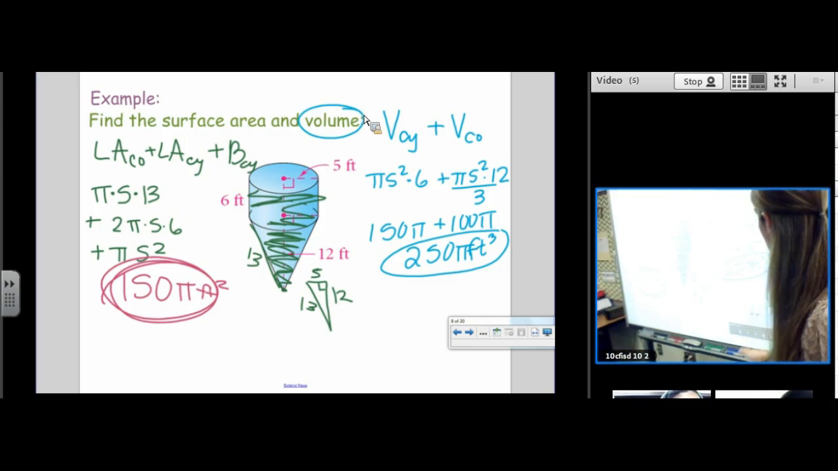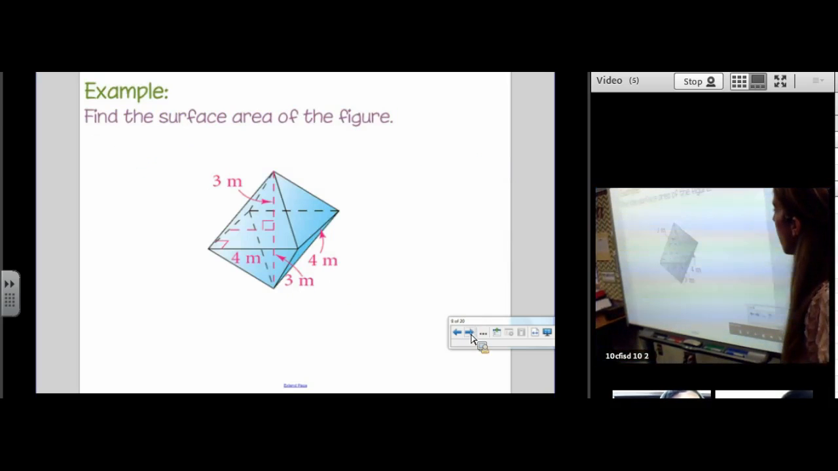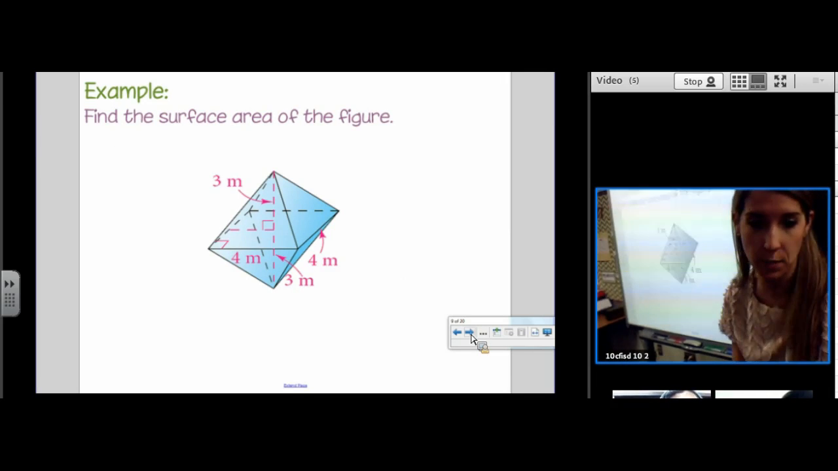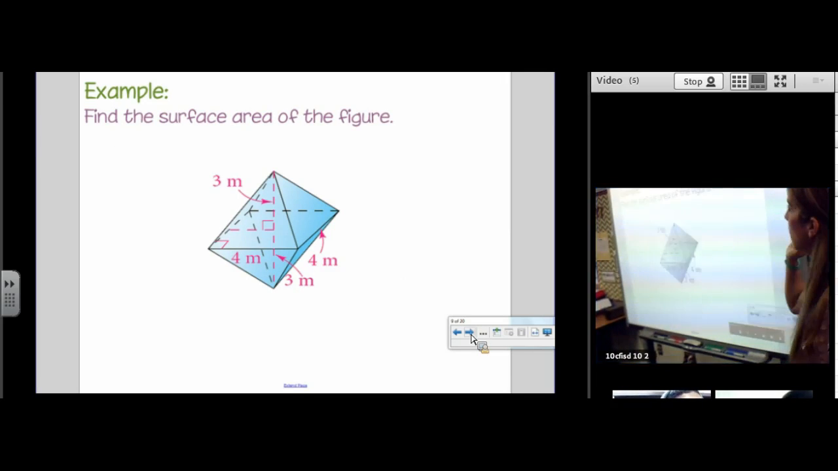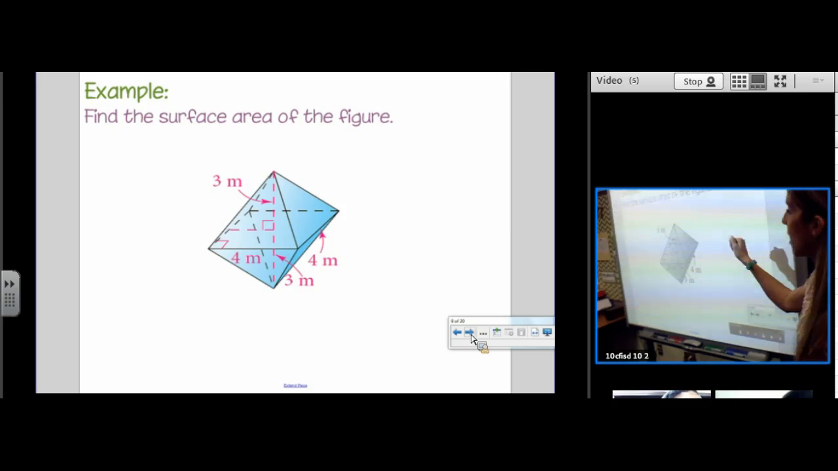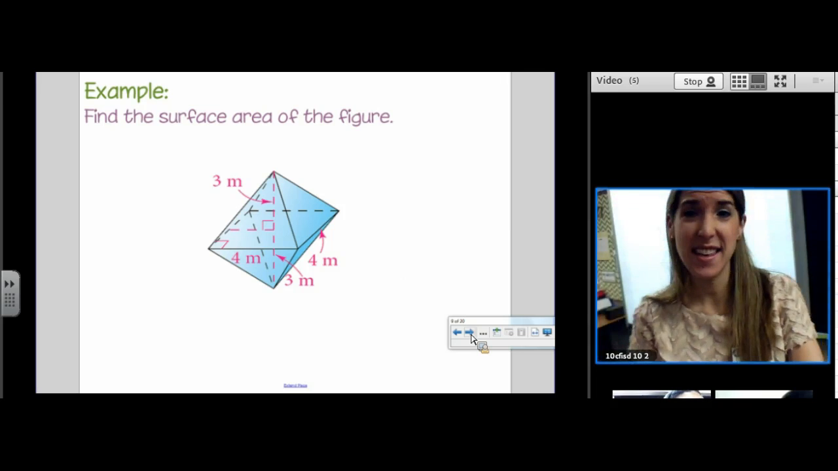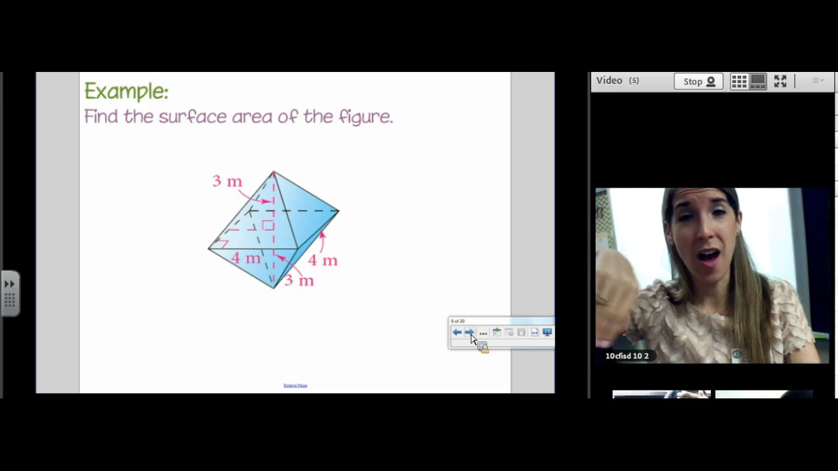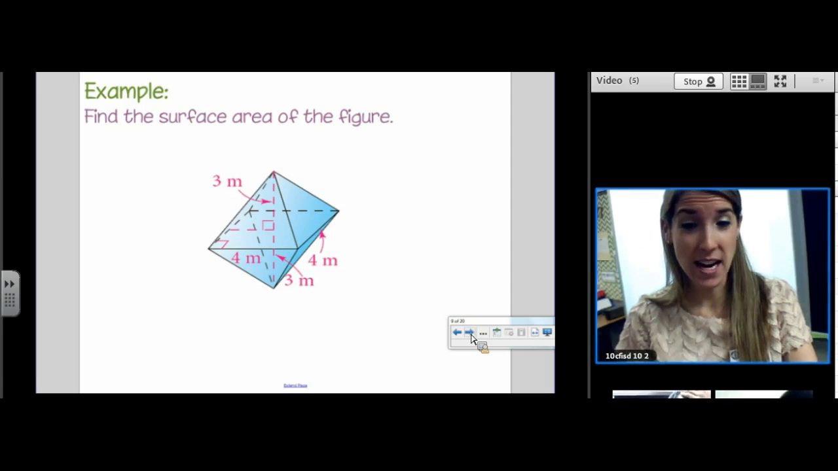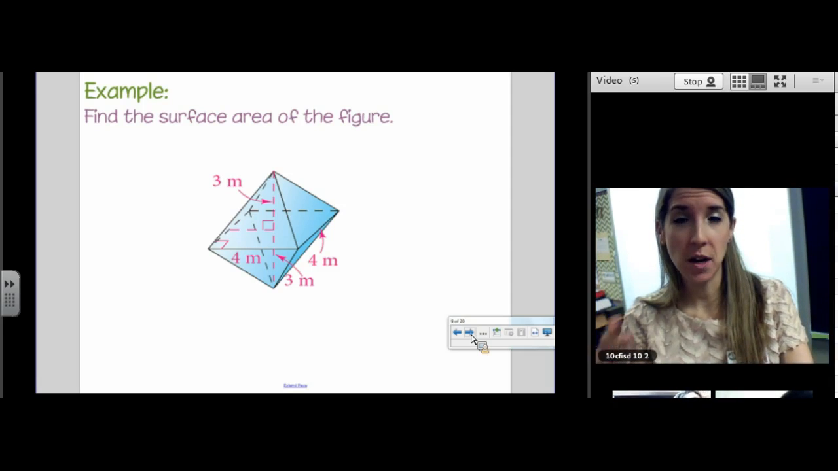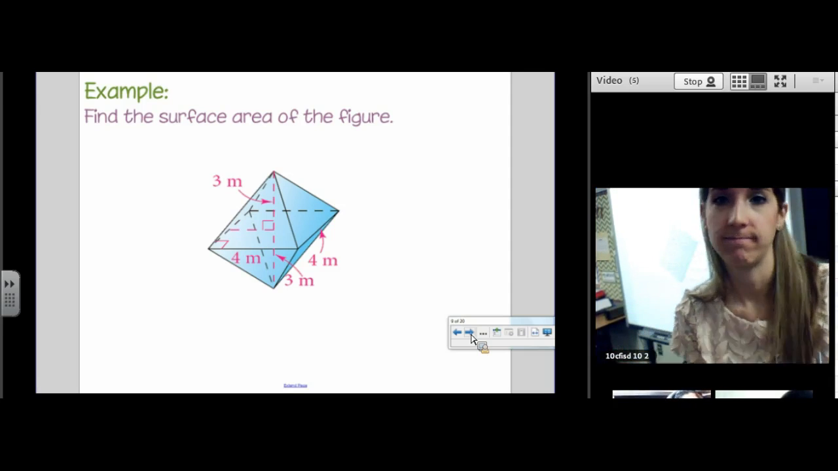All right, we're still going. We are going to skip this one so that we can learn spheres. It does say the surface area only, so we would just find the LA of the top, and then we would just double it, right? Because do you see how the top and the bottom are congruent? It's just a pyramid and a pyramid. So you would find the LA, and you would double it.